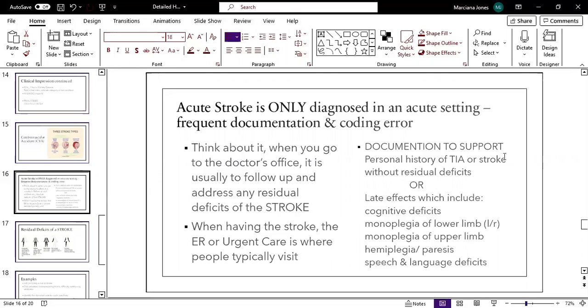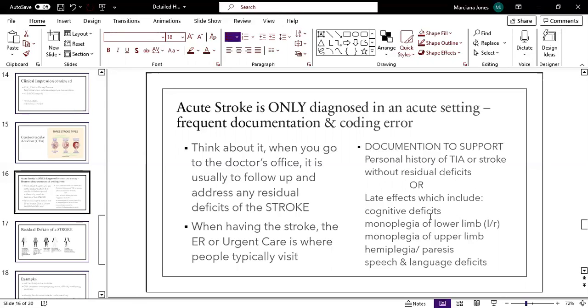So for the documentation to support it, you might see it says personal history of a TIA. That's going to be very important to be familiar with. If you're not familiar with what a TIA is, I'll give you some homework: look up TIA. And I think the code for that is G45.9. I can bet my bottom dollar on it just about. And if I'm wrong, make sure you put it in the comments because I'm not looking at my book right now. So the documentation to support, you're going to have personal history of TIA or stroke without residual deficits.